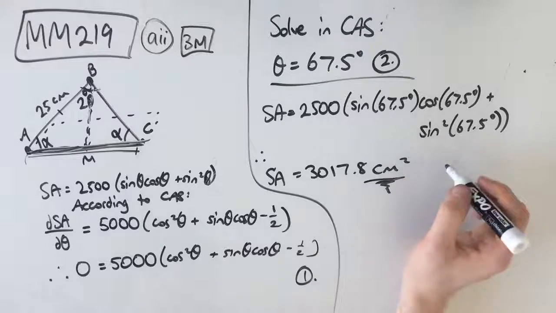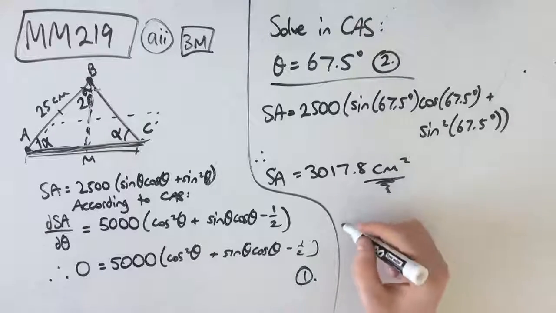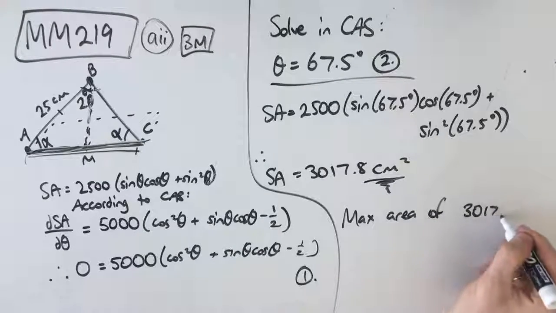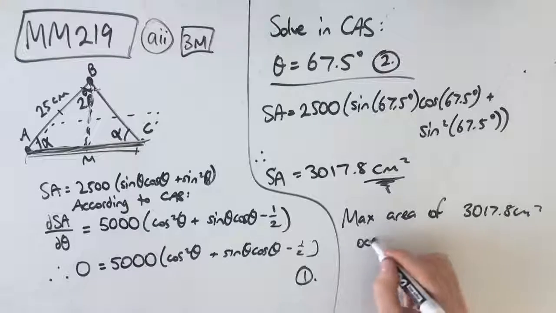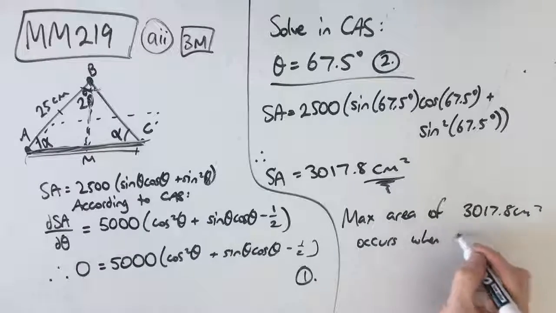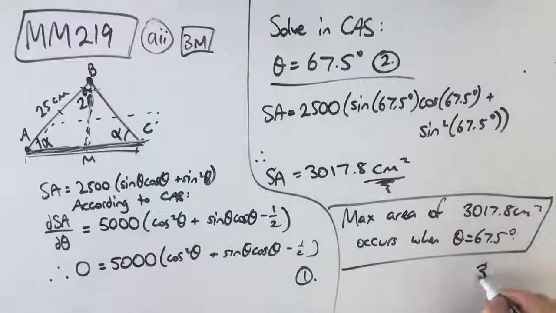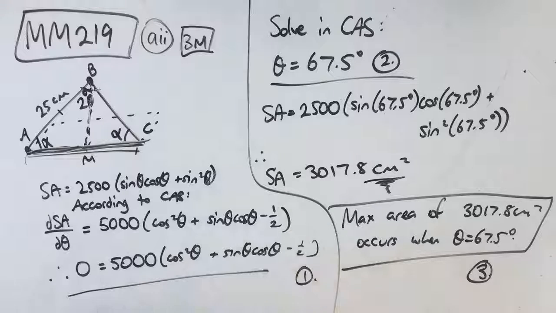Do not forget your units. You will lose marks if you don't include this. You could do a closing statement as well, saying max surface area of 3017.8 centimeters squared occurs when theta equals 67.5 degrees. And that would get you full marks. Third mark right there. And that's it. Whenever you see the word maximum or minimum area or volume or length or whatever you're dealing with, immediately you should be thinking derive this and let it equal 0, just like we did here. So let's move on to part BI.